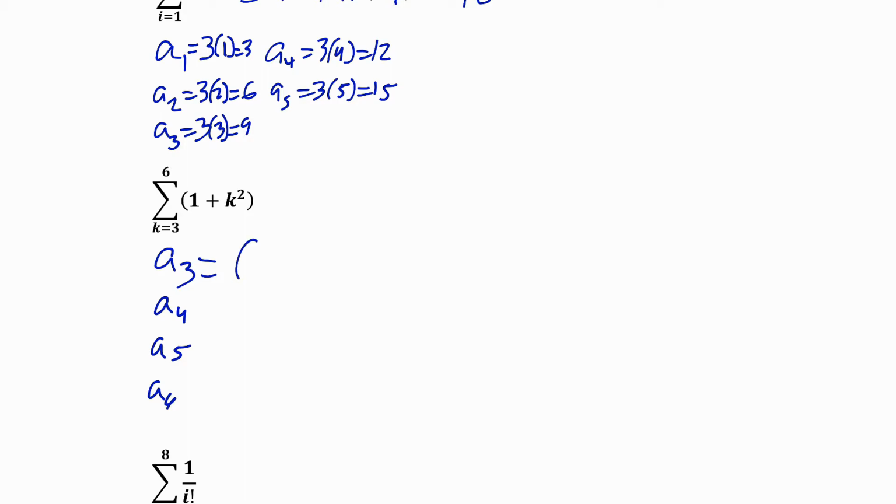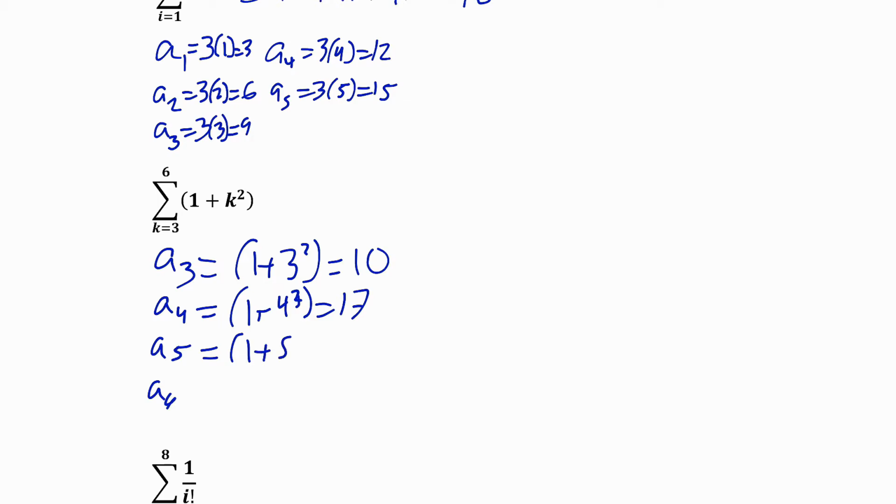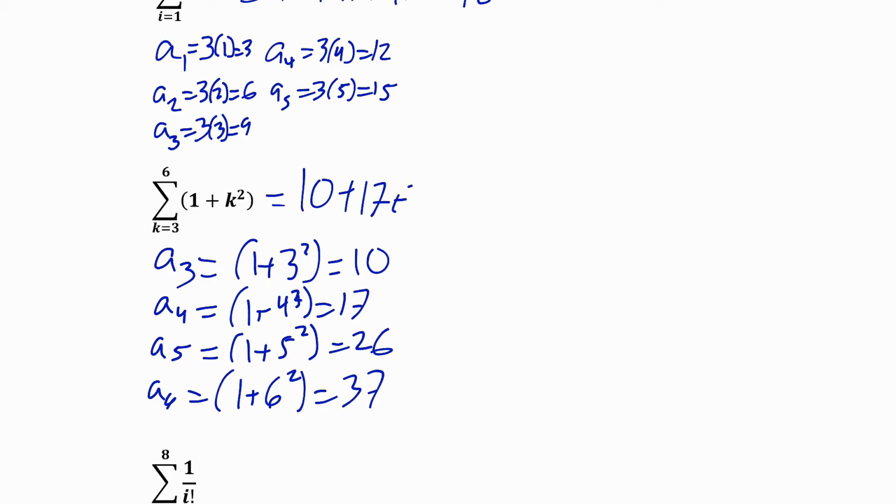So we're going to plug these in. We got 1 plus 3 squared. Well, 3 squared is 9. 1 plus 9 gives us 10. Next up, we have 1 plus 4 squared. 4 squared is 16, plus 1 is 17. Plugging in 5, we got 1 plus 5 squared. 5 squared is 25, plus 1 gives us 26. And then finally, 1 plus 6 squared. 6 squared is 36, plus 1 is 37. So in other words, we're adding 10 plus 17 plus 26 plus 37. Add those all up, we get 90.